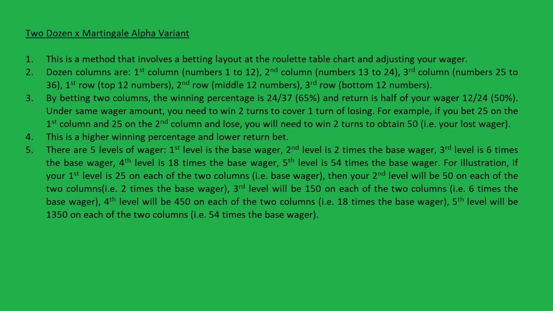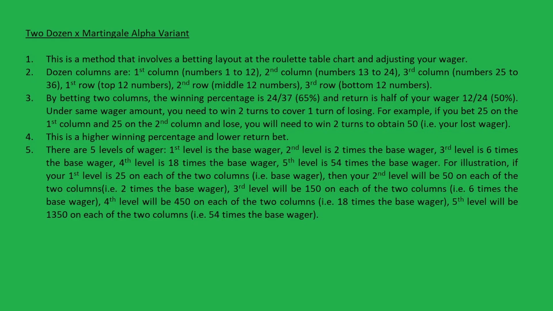2. Dozen columns are: first column, numbers 1 to 12, second column, numbers 13 to 24, third column, numbers 25 to 36, first row, top 12 numbers, second row, middle 12 numbers, third row, bottom 12 numbers.